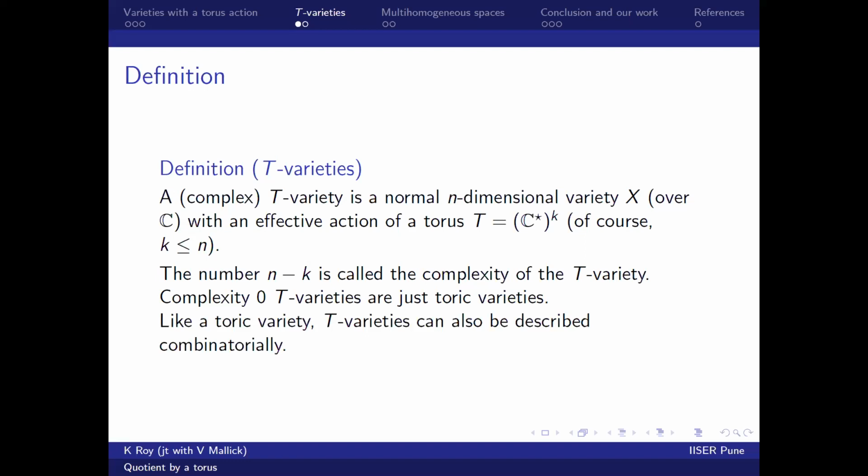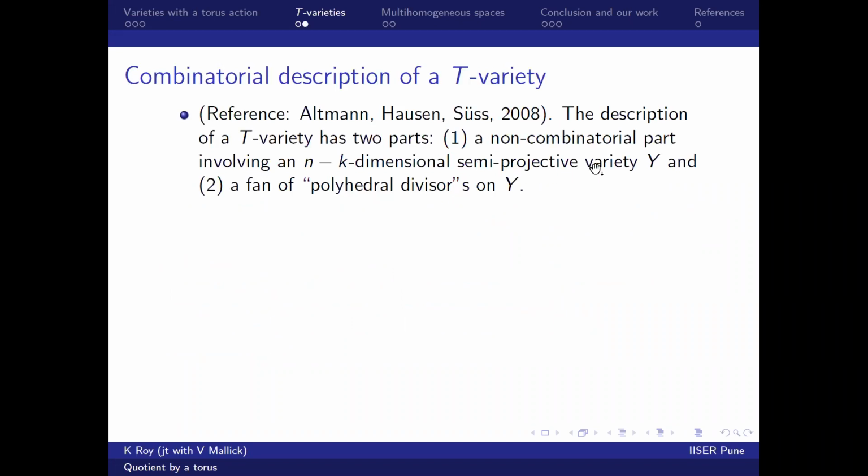And so complexity 0 T-varieties are toric varieties. One can ask whether T-varieties can be described combinatorially like the toric varieties. And here we have a description given by Altmann, Hausen, and Süss. They show that every T-variety can be described combinatorially with two things. One is a semi-projective variety Y, and you have a fan of polyhedral divisors on Y. I'll say what a polyhedral divisor is, and we can explicitly say the dimension of the semi-projective variety Y, given the dimension of the torus and the dimension of the variety X, is exactly n minus k.